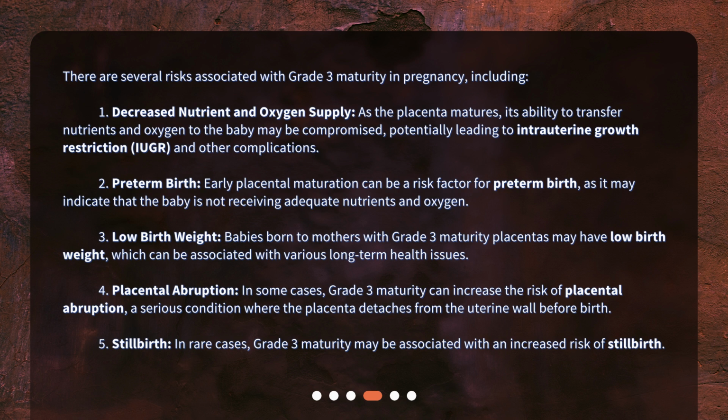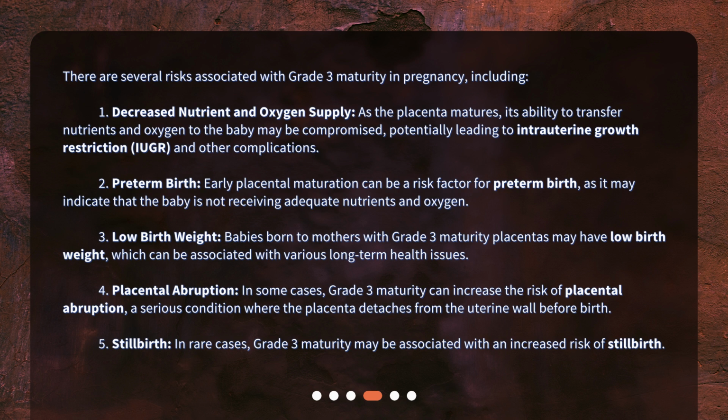2. Preterm birth. Early placental maturation can be a risk factor for preterm birth, as it may indicate that the baby is not receiving adequate nutrients and oxygen. 3. Low birth weight. Babies born to mothers with grade 3 maturity placentas may have low birth weight, which can be associated with various long-term health issues.